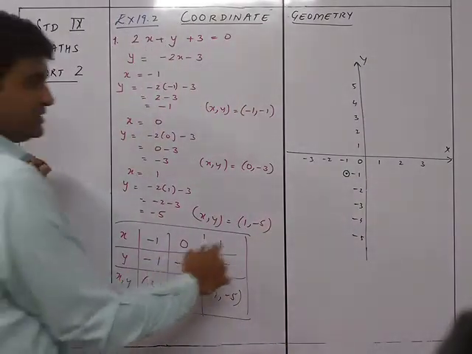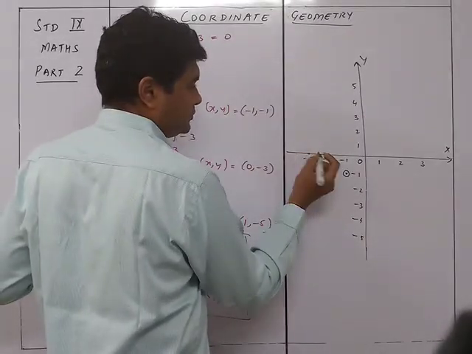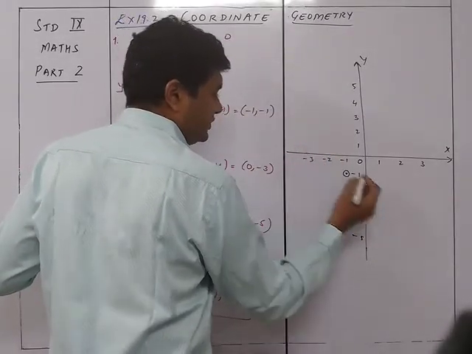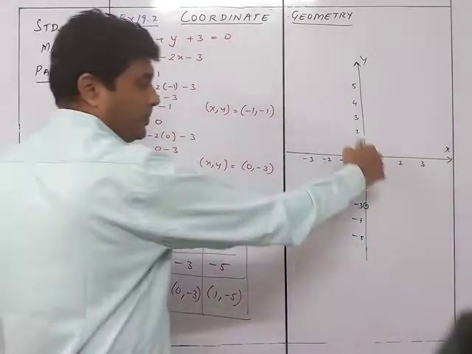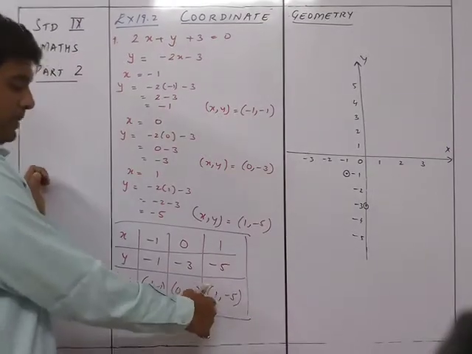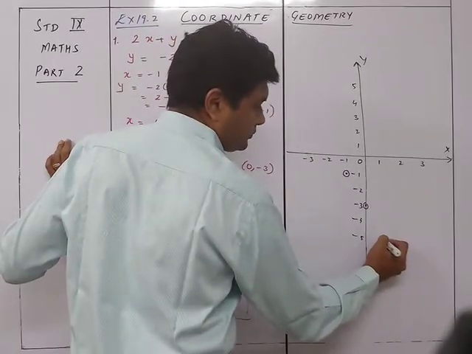The next is 0, minus 3. 0, minus 3 is going to be here. Sorry, 0, minus 3 will be here. 0 is on the x-axis and then minus 3 over here. And then 1 and minus 5. So 1 till your minus 5 will be over here.